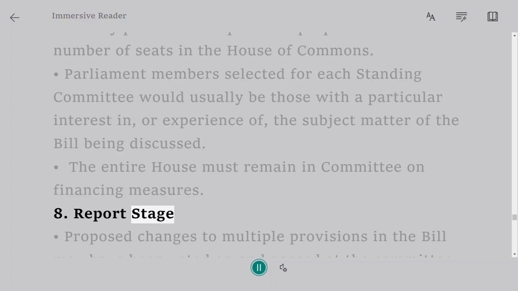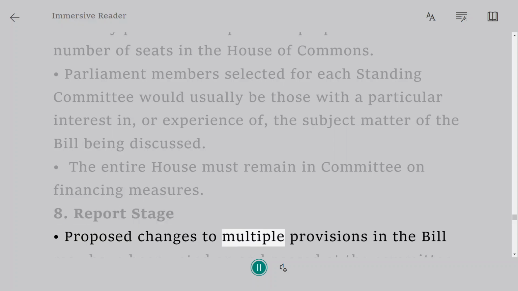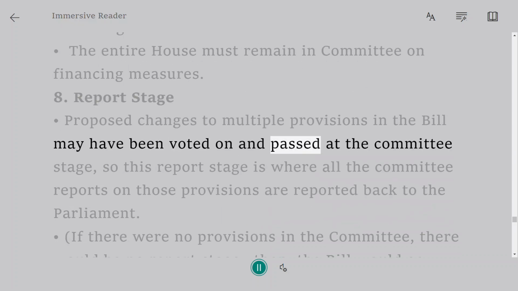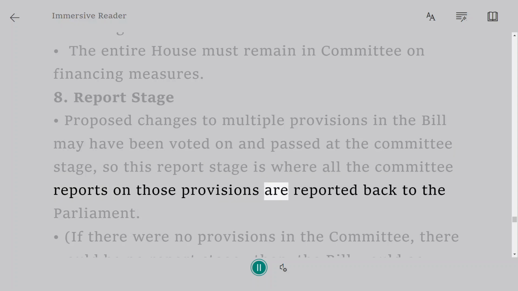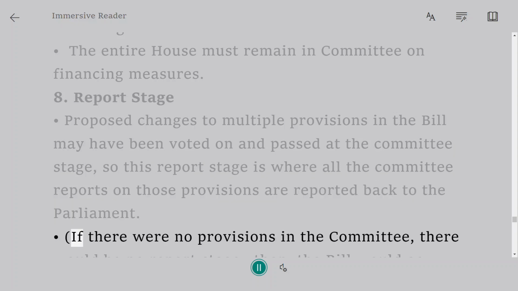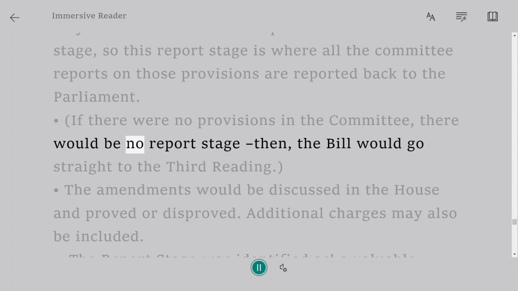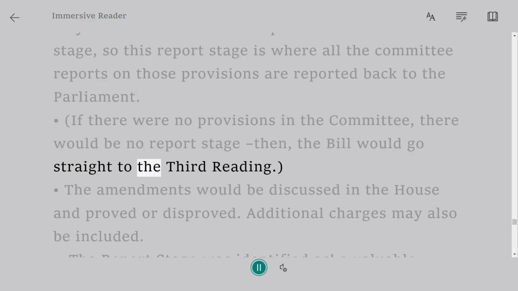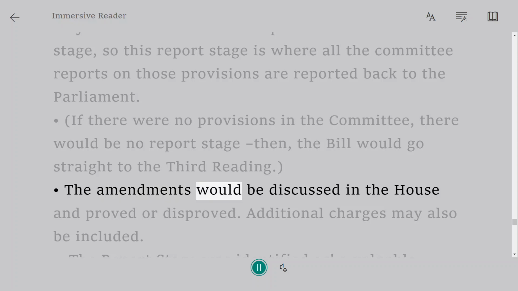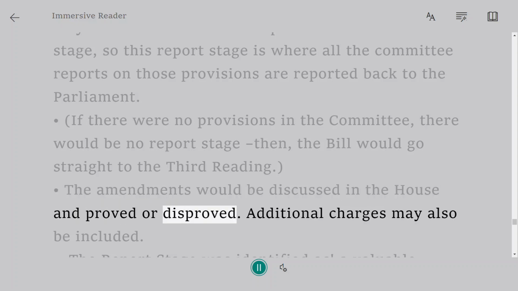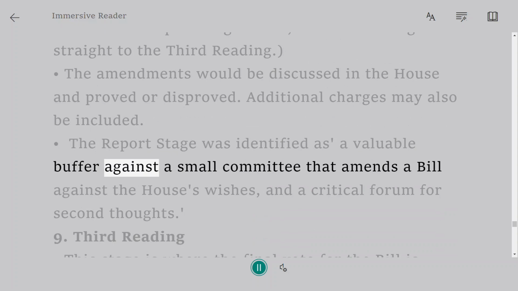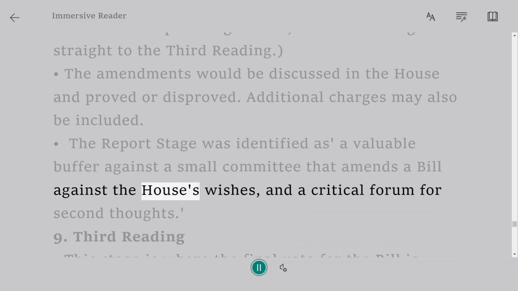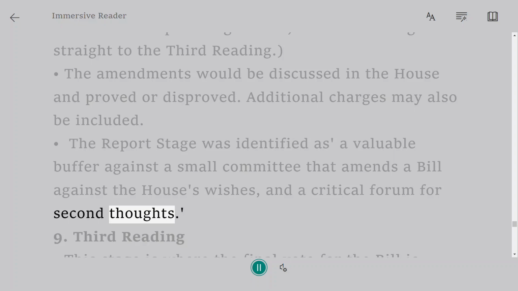8. Report stage. Proposed changes to multiple provisions in the bill may have been voted on and passed at the committee stage, so this report stage is where the committee reports on those provisions are reported back to the Parliament. If there were no amendments in the committee, there would be no report stage, and the bill would go straight to the third reading. The amendments would be discussed in the House and approved or disapproved. Additional changes may also be included. The report stage was identified as a valuable buffer against a small committee that amends a bill against the House's wishes, and a critical forum for second thoughts.